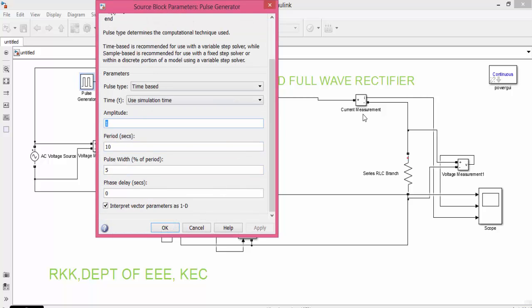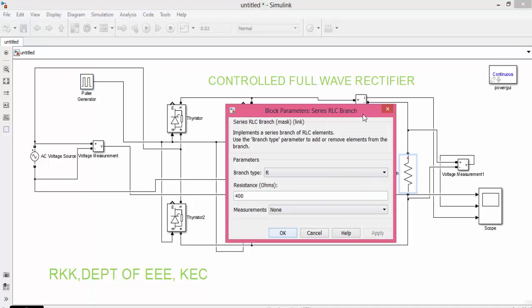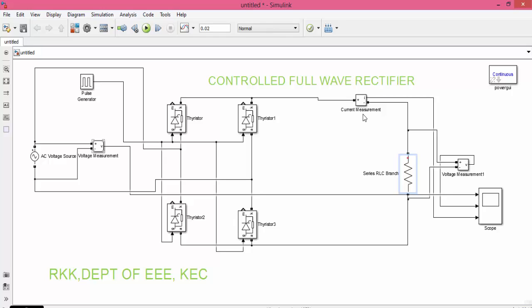Change the amplitude of the waveform to 10. Change the time period to 0.01. And change the pulse width to 10. And change the phase delay to 0.0025. Next, assign the value of R to 100. Now, all the parameters are configured. Now, let us simulate the circuit.